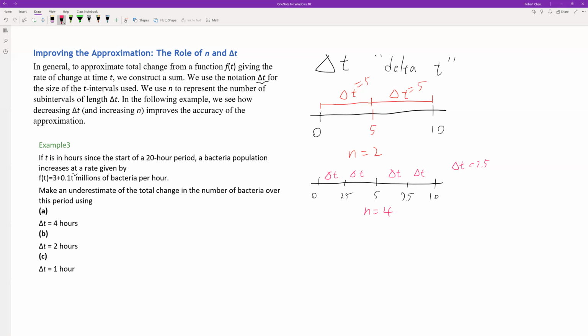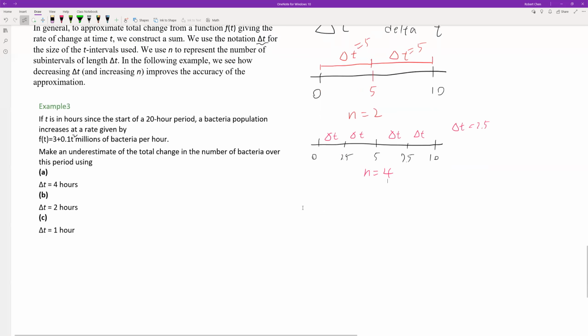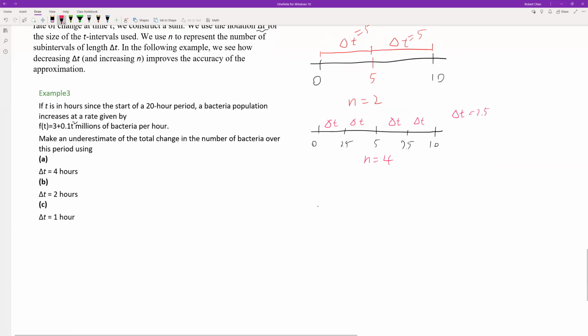All right, so let's look at example 3. If t is in hours since the start of a 20-hour period, a bacteria population increases at the rate given by f of t is equal to 3 plus 0.1 t squared millions of bacteria per hour. Make an underestimate of the total change in the number of bacteria over the time using different delta t's. All right, so let's take a look. Let's start with part A first.